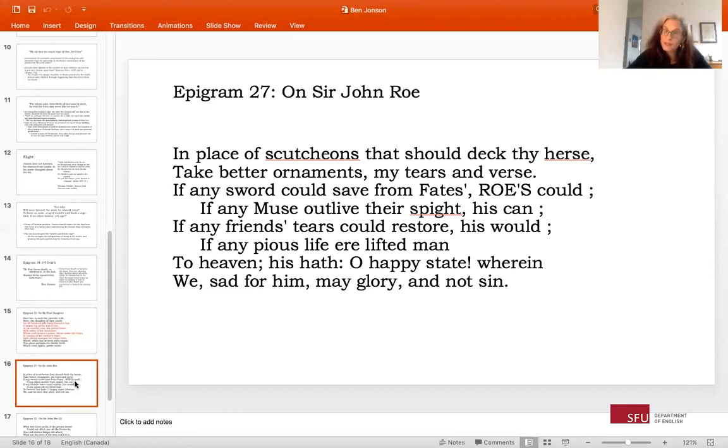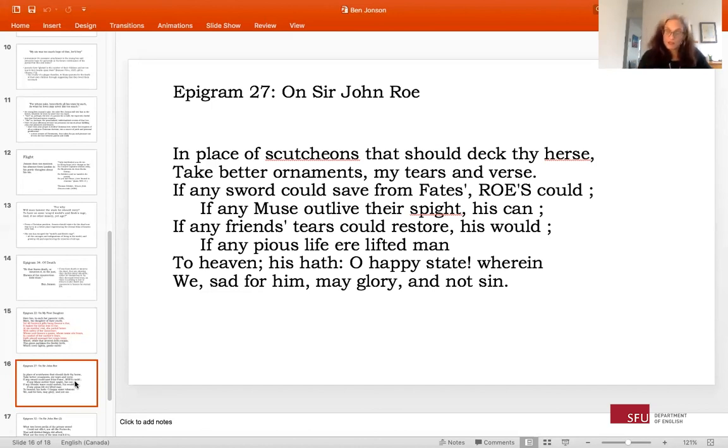So because he was so righteous in his life, those who are sad about his death can glory and be glad. And by glorying in Rowe's death and his ascension to heaven, which is the inevitable result of his righteous life, the sad mourners avoid sin. In fact, it's sinful not to glory in this.